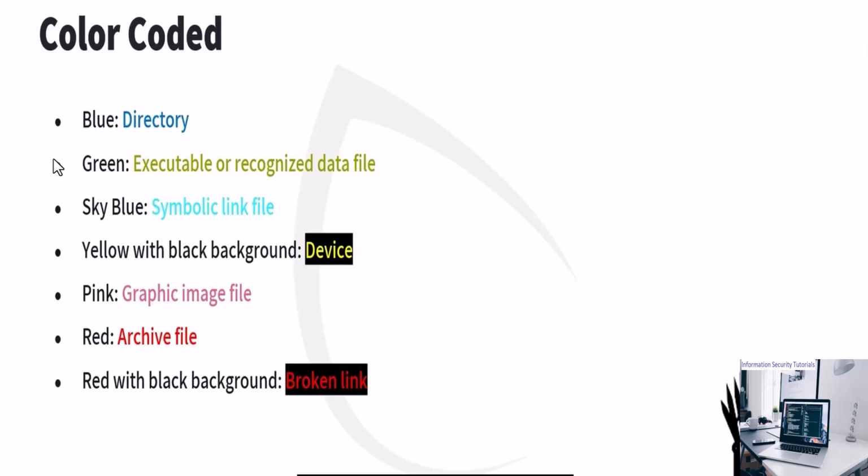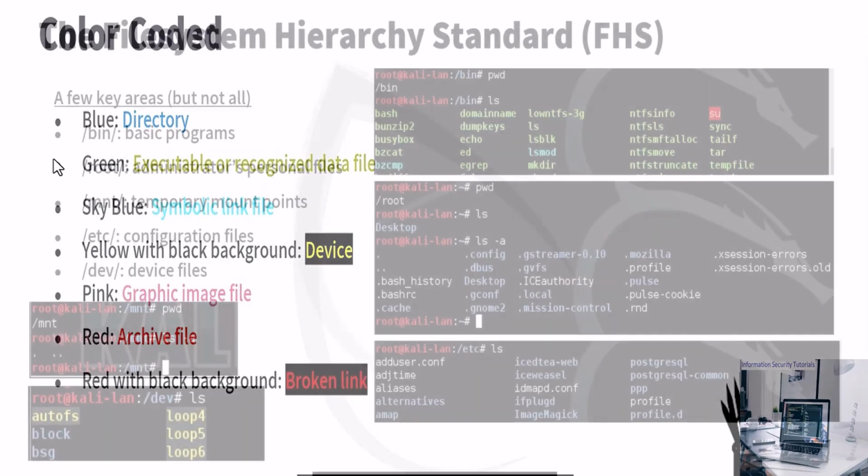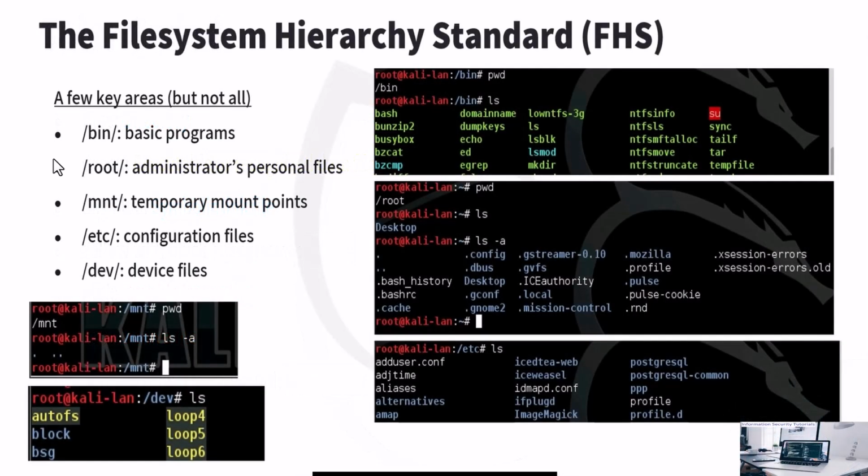So these are the color references in Kali Linux. Next, we will discuss the file system hierarchy standard, or the FHS. As we can see, everything in Kali Linux is considered a file or folder. So we have some common folders. These are not all the folders on Kali Linux, but a few key areas.